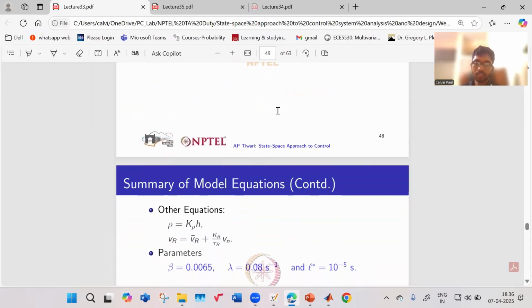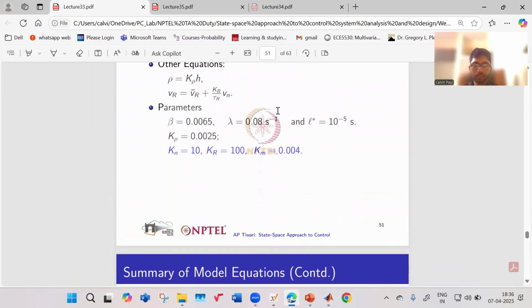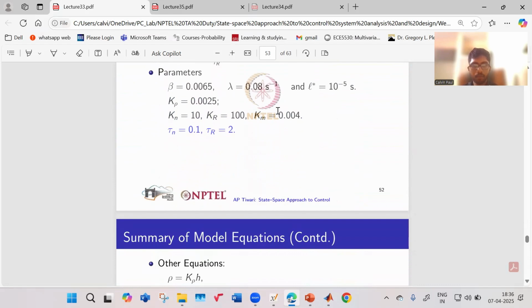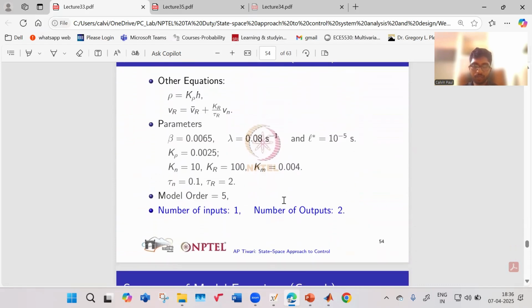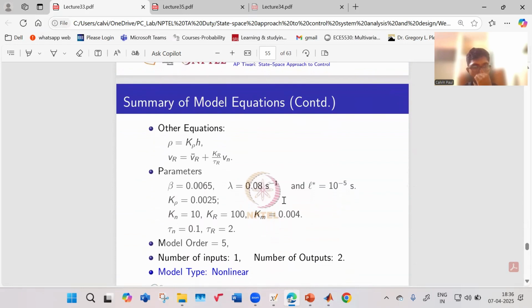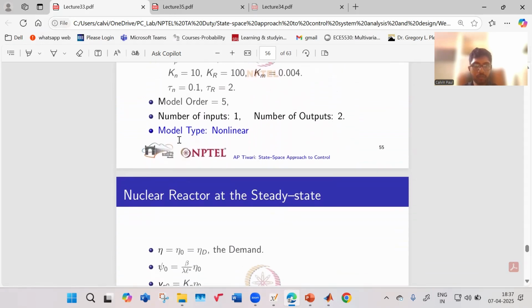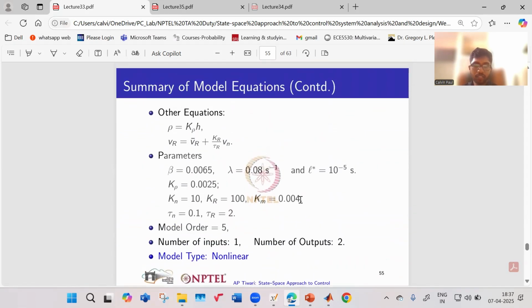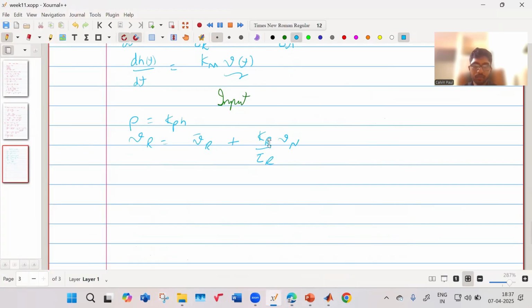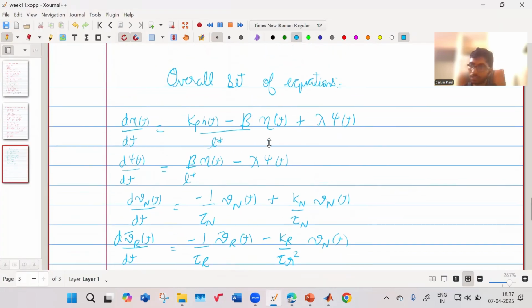Now these are some parameter values which are given, which we consider. Model order is 5, number of inputs is 1, number of outputs is 2. This is one output, VR is another output. And it is nonlinear. Why is it nonlinear? Because of this part, this multiplication into this multiplication is there. This is what is causing the nonlinearity.